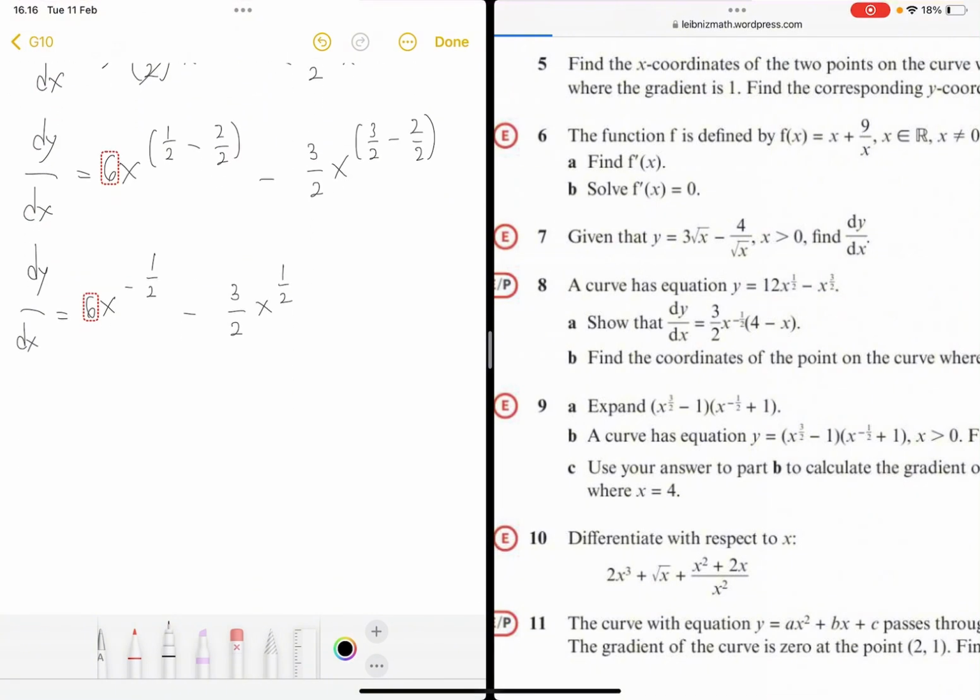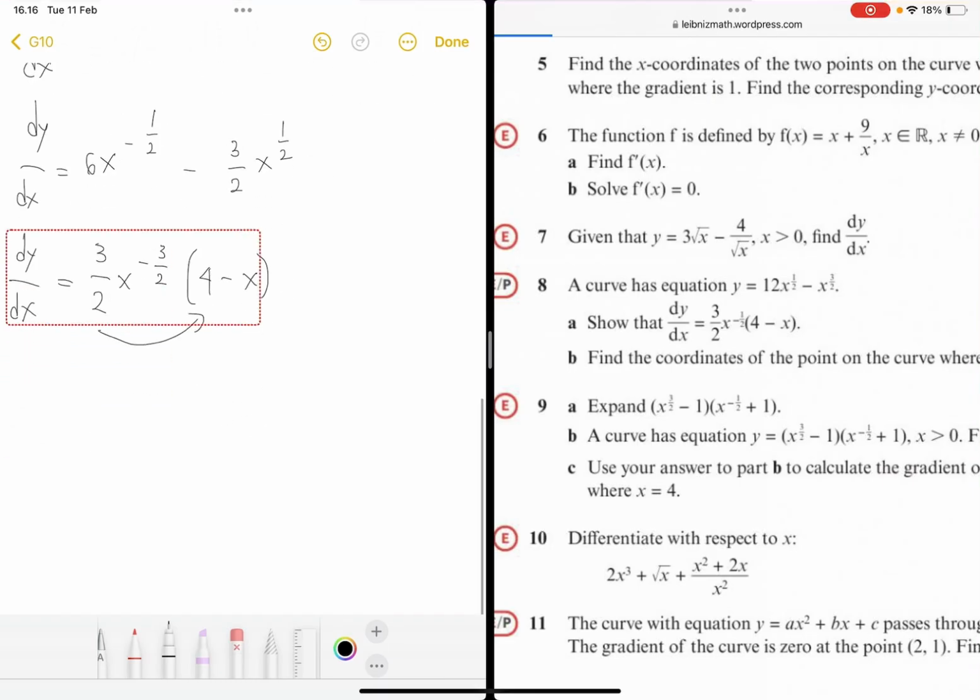Okay, it looks different, but actually we can do factorization so that we can find the final answer. Okay, then let's try. dy/dx is equal to 3 over 2 x to the power of minus 1 over 2, (4 minus x). Okay, let's try. If we multiply 3 over 2, we will come up with the 4. This is 2. 2 times 3 is 6. So we will get 6 x to the power of minus 3 over 2. Oh, sorry. That is not 3 over 2. This is 1 over 2.